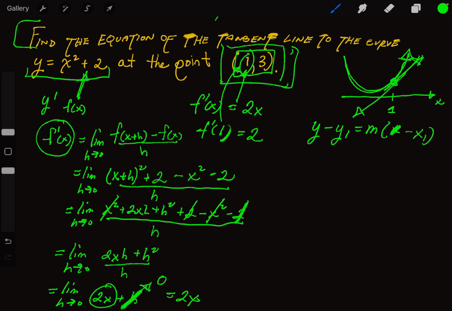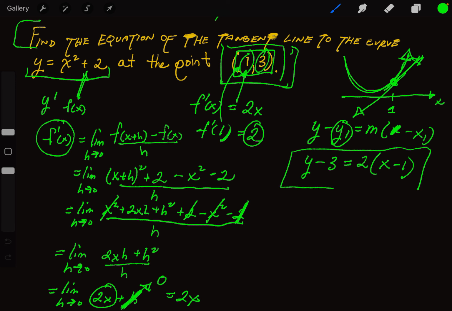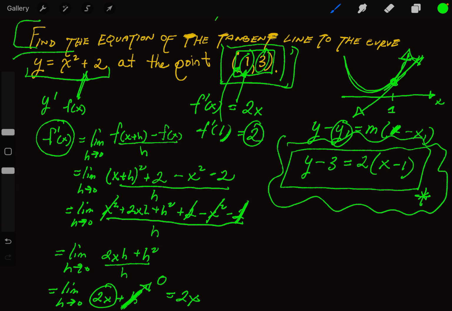This is point-slope form of a line: y minus y1 equals m times x minus x1. What's the point here? The y-value is 3. The m we just solved for is 2. And x1 is 1. And this is perfectly sufficient. This answers the question: find the equation of the tangent line. This is the equation of the tangent line to this curve at this point.